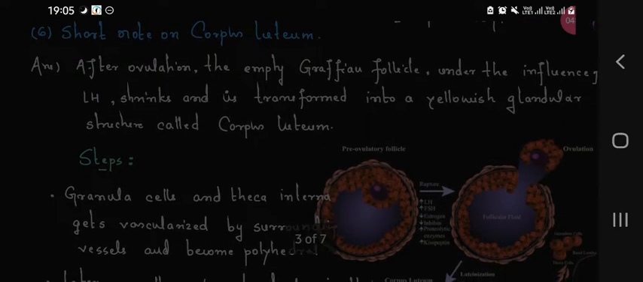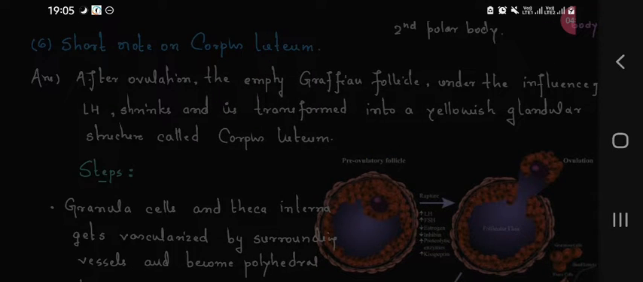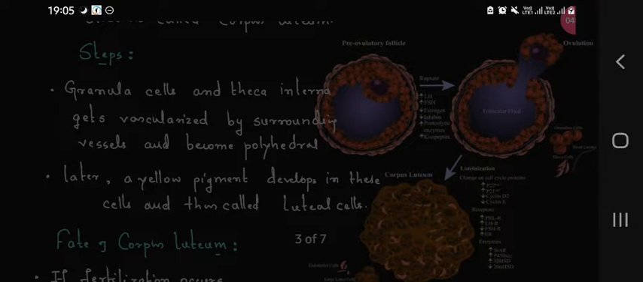Right. Short note on corpus luteum. After ovulation, the empty Graafian follicle comes under the influence of LH, luteinizing hormone, shrinks and is transformed into a yellowish glandular structure called corpus luteum. Steps: granulosa cells and theca interna get vascularized by surrounding vessels and become polyhedral. Later, a yellow pigment develops in these cells and these are called luteal cells.